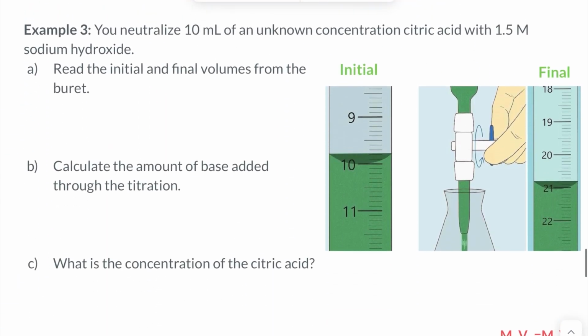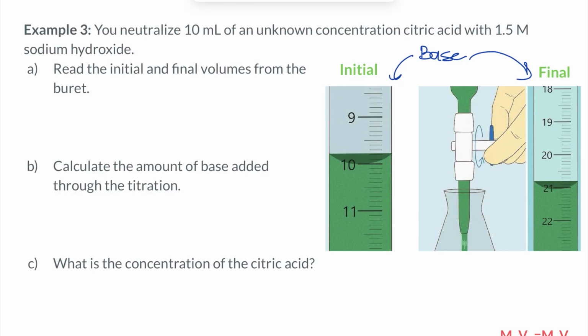All right. If you feel confident, try this one on your own. This is the last one we're going to do together. You neutralize 10 milliliters of an unknown concentration of citric acid with 1.5 molar sodium hydroxide. So let's read the initial and final volumes from our burette. This is what we have that sodium hydroxide in. So our burette has the base in it. And so we're looking at trying to find the volume of our base.